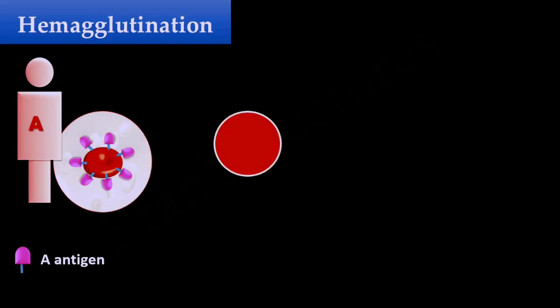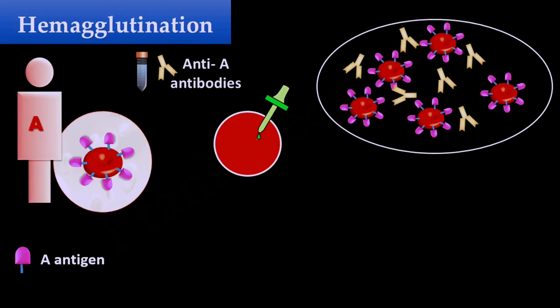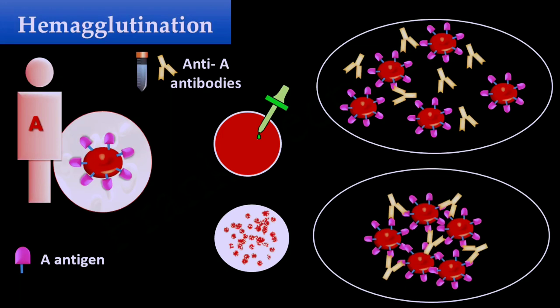Suppose we have an individual with blood group A. That means his RBCs have A antigens on their cell membrane. We put few drops of blood from this person on a glass slide and then add anti-A antibodies. We will mix them. After some time, red granules are visible like this. These granules are the result of clumping of RBCs.